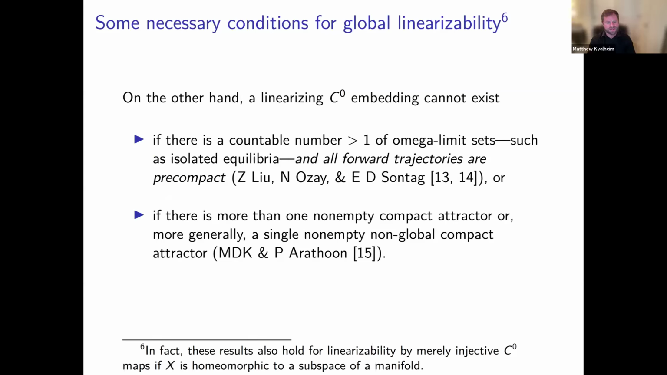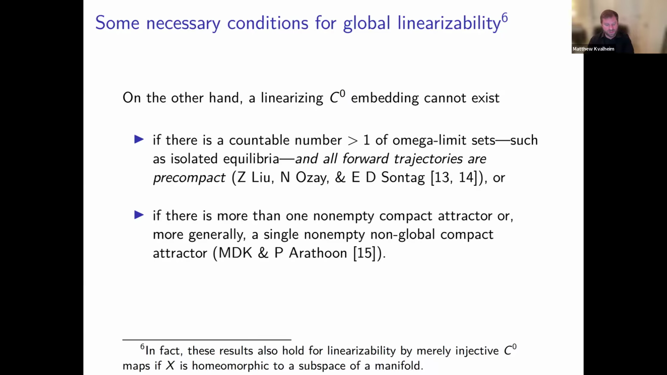As far as necessary conditions, though, when can these linearizing embeddings not exist? So again, just talking about the C0 case, but that will imply the CK case on this slide. So if there is a countable number of more than one omega limit sets, but at most a countable number, such as isolated equilibria, and if you add the assumption that all forward trajectories are precompact, then Liu, Ozay, and Sontag proved that a linearizing C0 embedding cannot exist.